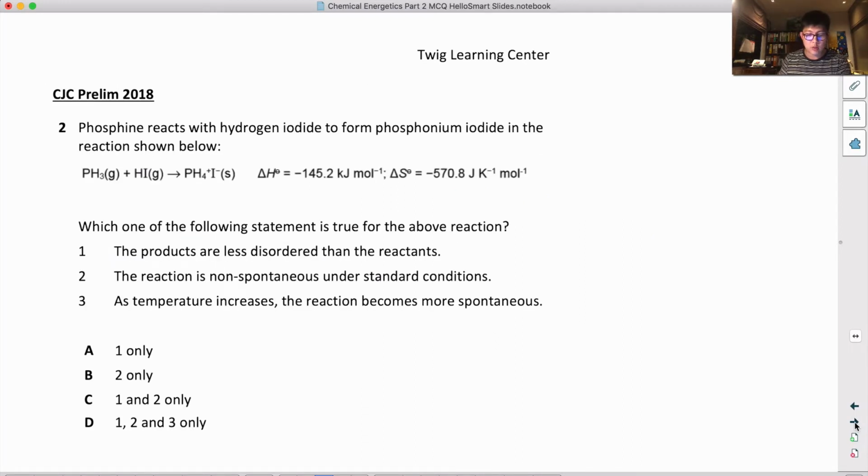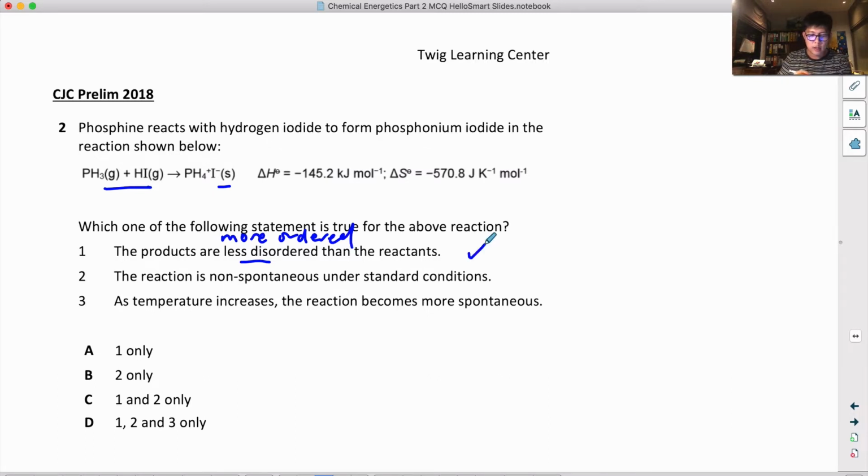Okay, let's look at question 2. Phosphine reacts with hydrogen iodide to form phosphonium iodide in the reaction below. Which one of the following statements is true for the above reaction? Okay, so here you can see a gaseous reactant become a solid. The products are less disordered. When they say less disordered, it is the same as saying more ordered. So the products are more ordered than the reactants. This is true, because from a gaseous to a solid. So I'm going to put a tick here.